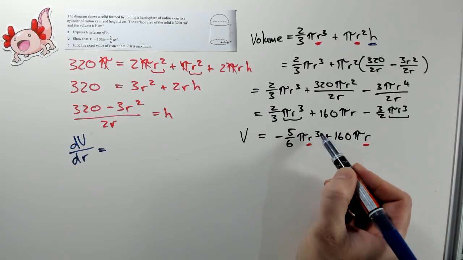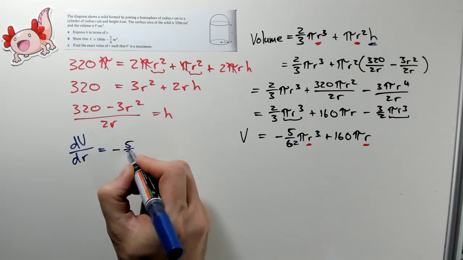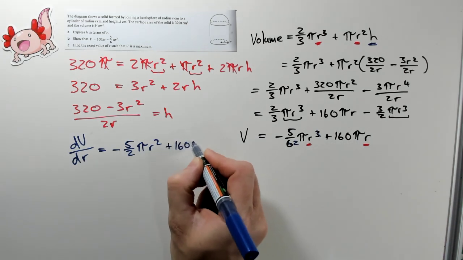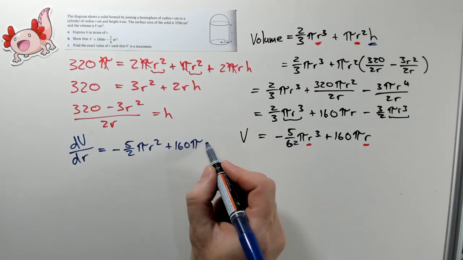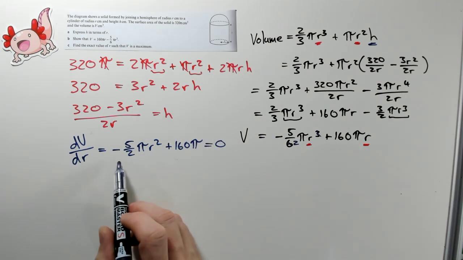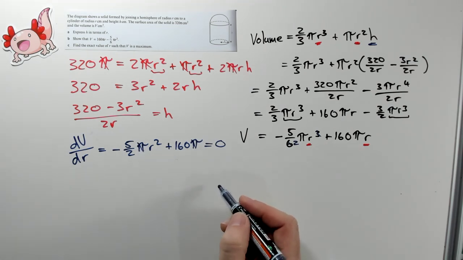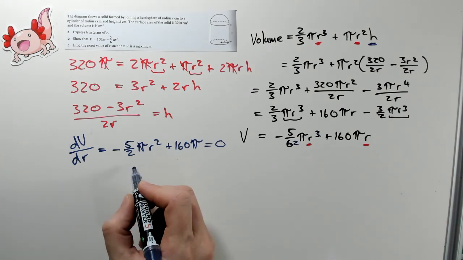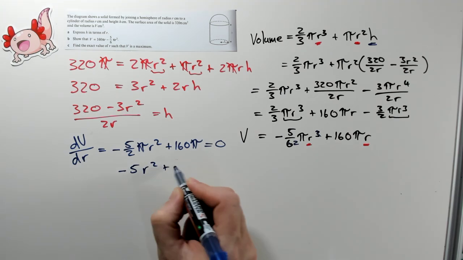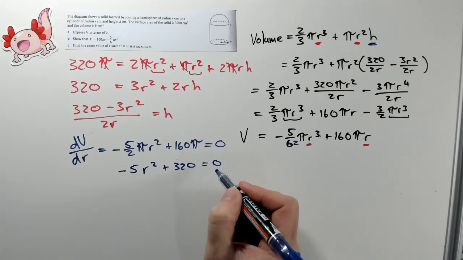And I'm going to differentiate, so the 3 times the 6, that's going to give me a 2. So I'm going to be left with negative 5 over 2 pi r squared, and that's just going to be plus 160 pi. And this is all equal to 0 because I want to find the maximum value, and that's going to be a stationary point. So that being all equal to 0, I'm going to divide the pi's away. And I'm going to multiply by 2 on both sides, well, everywhere, so that I can get the fraction away. So minus 5 r squared plus 320, I believe, is going to be 0. And then I'm going to divide by 5.